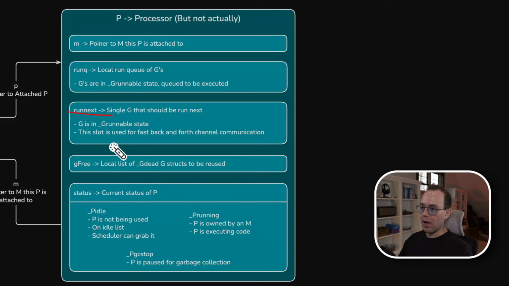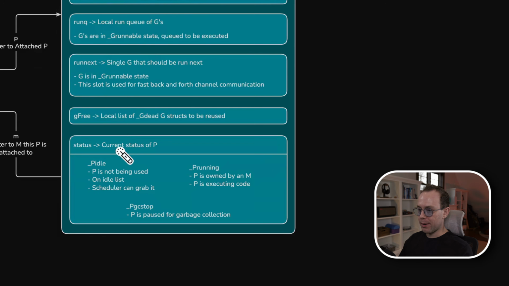And this property is used a lot with channel communication. So Goroutines that are sending and receiving can run back to back. And then there's a list of dead G structs, which are just empty Goroutine structs that can be reused by the runtime. So it doesn't have to allocate more every single time. And last up is the status, which can be idle if there's no Goroutine that needs to be executed right now. Running, which means the P is attached to an MG pair that is currently executing the Goroutine, or stopped for garbage collection. And that one is self-explanatory.